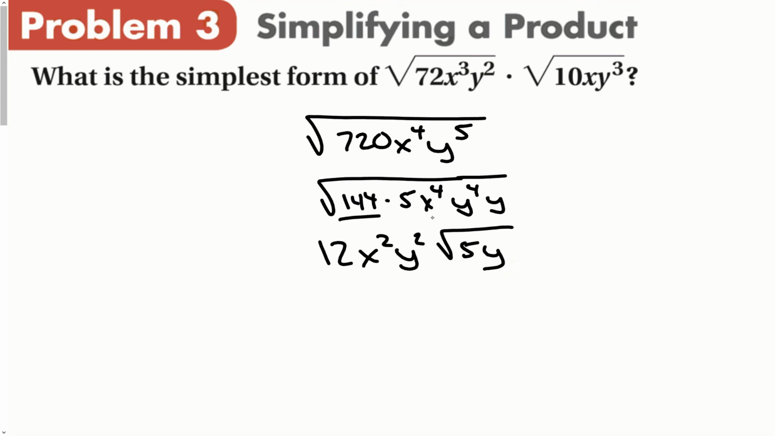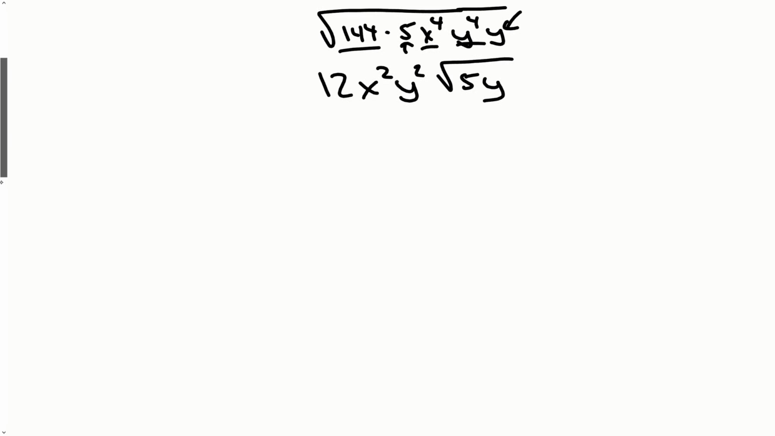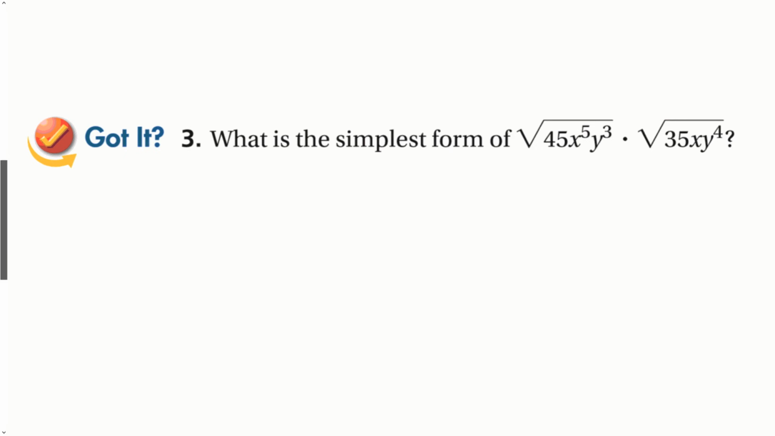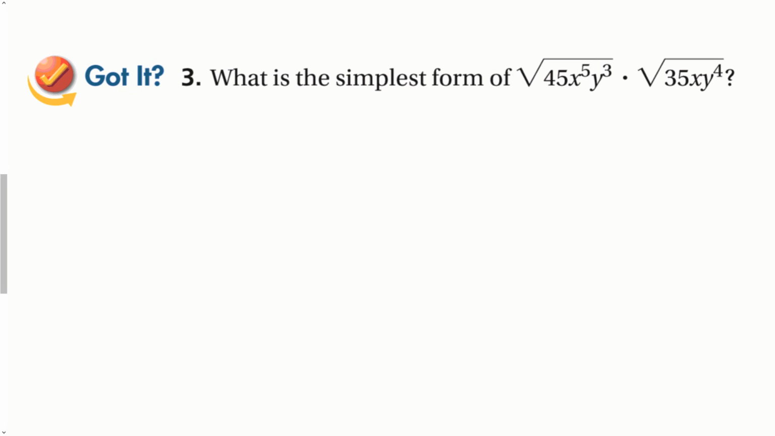Okay, so I took this out, I took this out, I took this out. The 5 and the y were left behind. So this would be my final simplified answer. And again, even though it's an even root of an odd exponent, my answer doesn't have an odd exponent. And the fact that I put these two together means that I don't need the absolute value signs.